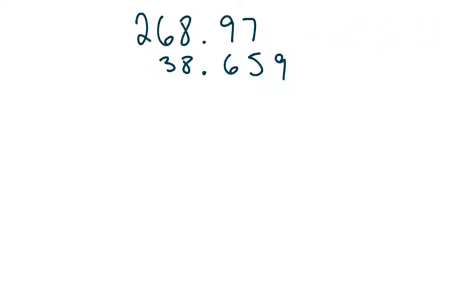And I'm going to add my placeholders. So the next step is to add placeholders or zeros. Then I'm going to draw my line, and I'm going to add straight up and down. 9 plus 0 is 9. 7 plus 5 is 12. So I bring down the ones digit and carry the 1 because that is the tens digit.